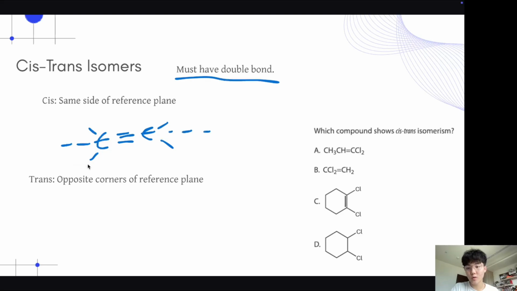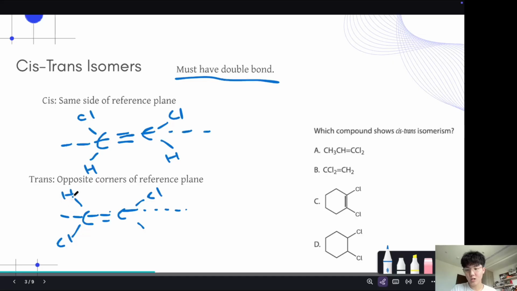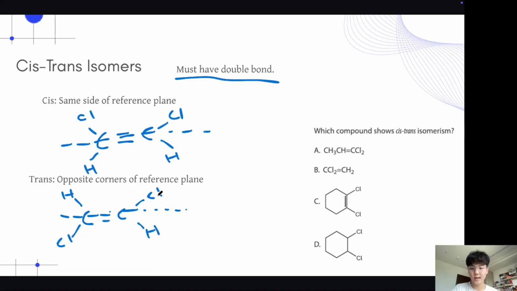Let's use hydrogen and chlorine. So a cis isomer would look something like this, where you have hydrogen on the same side of the reference plane and chlorine on the same side of the reference plane. For trans isomers, however, it's quite the opposite. You still have the same structure like this, the double bonded Cs with two sets of groups. However, the groups are on opposite sides, opposite corners of the reference plane. So we would have a Cl here, an H here, and an H here, as such.